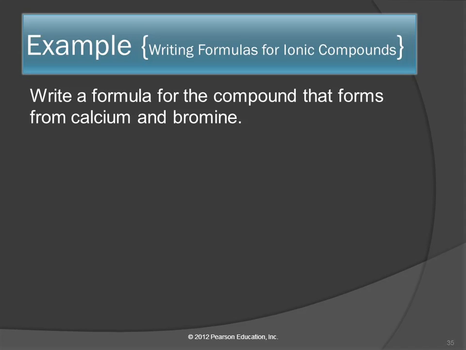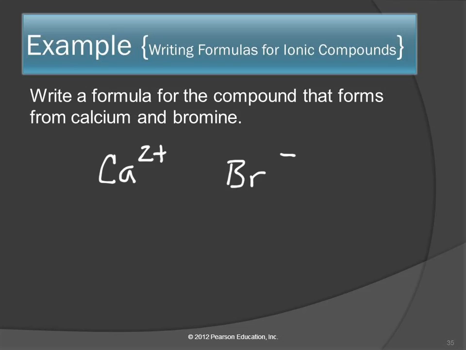So, do some examples. Write a formula for the compound that forms from calcium and bromine. So first step is formulas for the ions. The symbol for calcium is Ca, and it has the charge 2+, because it is in group 2A in the periodic table. Bromine has the symbol Br, and we look on the periodic table, and it's in group 7A. And so we start with the noble gases, krypton in group 8A, and we count backwards, -1. Bromine has a charge of -1.